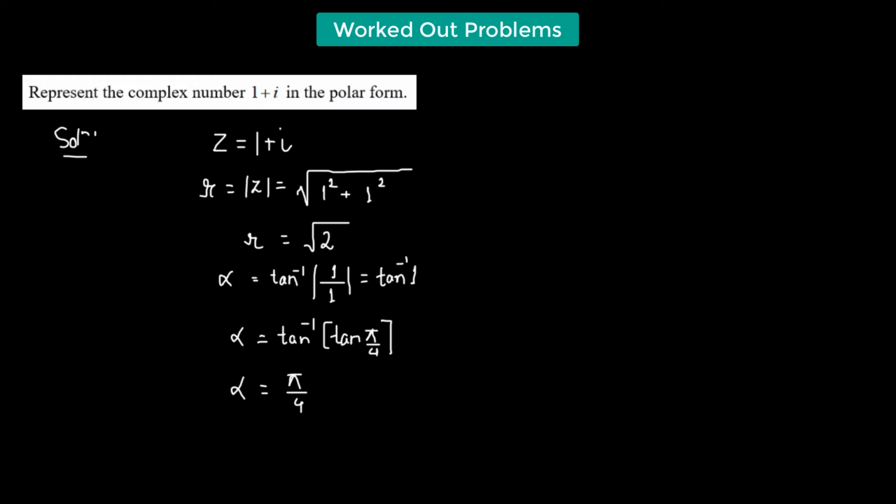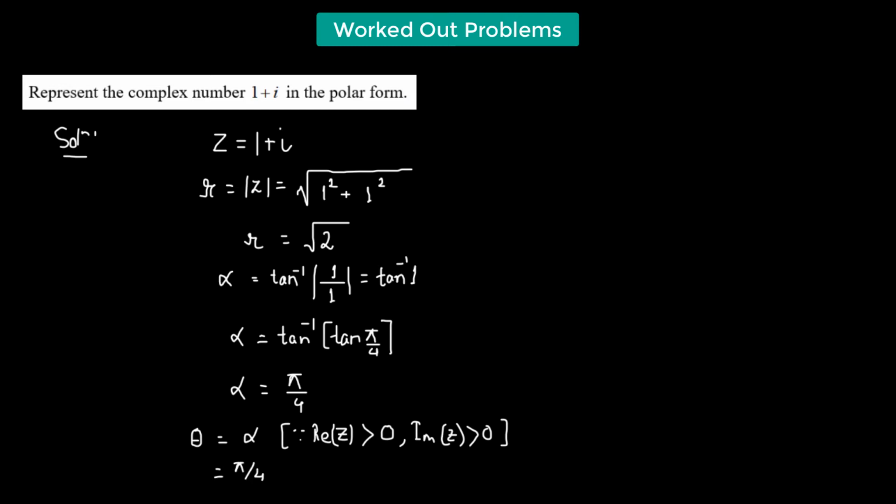Now that we have the value of alpha, we can find the argument of the complex number z, which is theta, and that value is going to be equal to alpha. The reason being, the real part of our complex number z is greater than 0 because its value is 1, and the imaginary part of our complex number z is also greater than 0. So when both the real part and the imaginary part are positive numbers, then our theta value is exactly equal to the acute angle alpha. So our value of theta is going to be pi over 4.